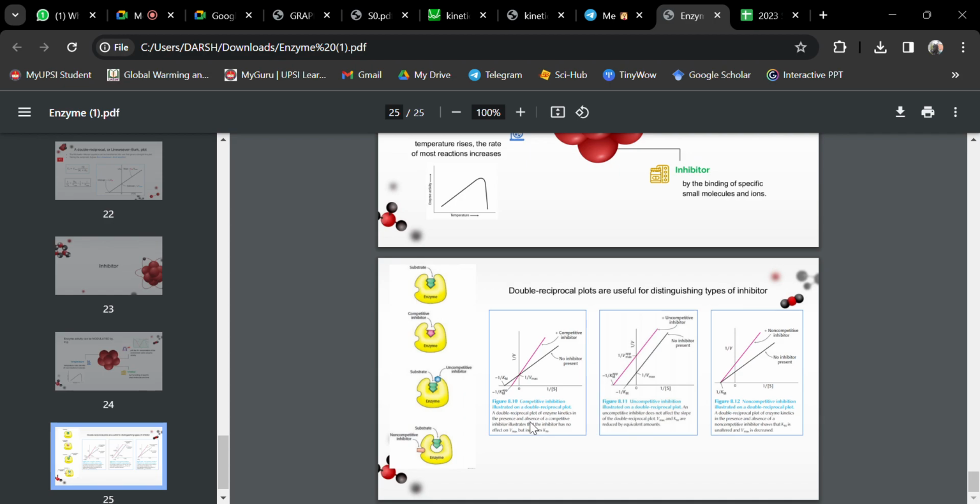Bila anytime you see that kind of pattern of the lines, we know that ini ialah inhibitor tu ialah jenis competitive. Because they share the same velocity, Vmax tu kan, speed sama-sama, so they compete. They share the same velocity. So dia duduk macam tu lah.